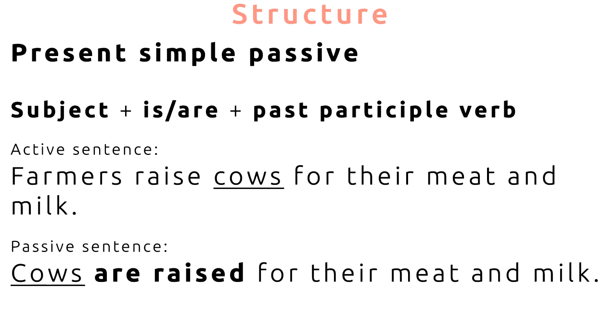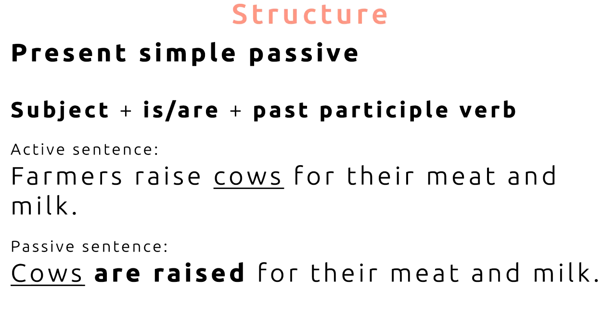Here we have the present simple passive. It's a similar structure, except we change the be verb. So we have subject plus is or are plus a past participle verb. Look at the active sentence first. Farmers raise cows for their meat and milk. Now the passive sentence goes like this. Cows are raised for their meat and milk.